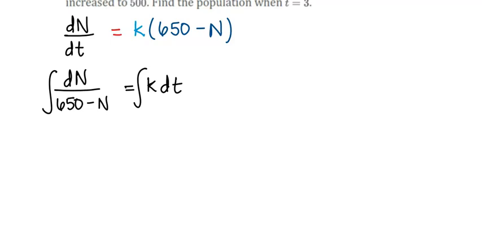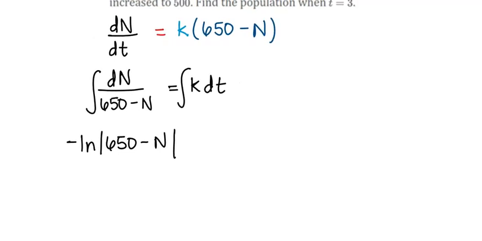On the left-hand side, when we integrate 1 over 650 minus n, we will have negative natural log, absolute value of 650 minus n. It may be helpful to go through a u sub to see where this negative is coming from. So go through this integration using that as your u and check your du and so on and so forth. On the right side of the equation, integrating k with respect to t, we get kt plus our constant of integration c.